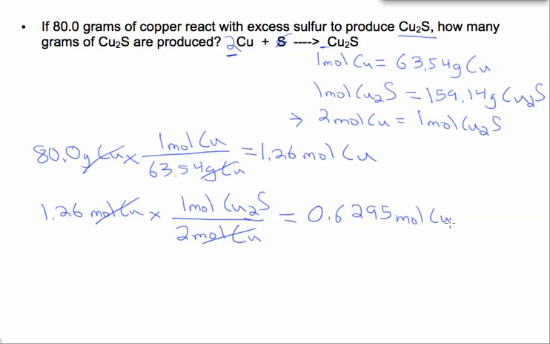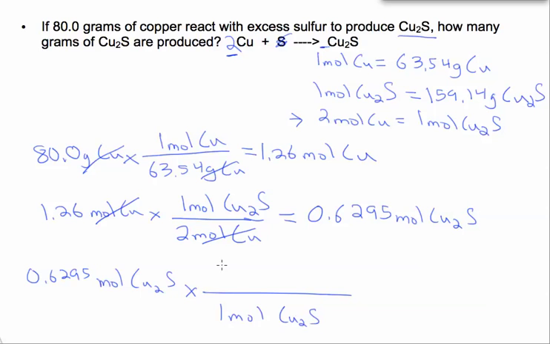And the final step is to use copper 1 sulfide's molar mass in order to find the grams. So to cancel out mole, I have to put 1 mole on the bottom and its molar mass on top, which is 159.14. So mole cancels out. And we multiply. And you get 100.183. Let's talk about significant figures.